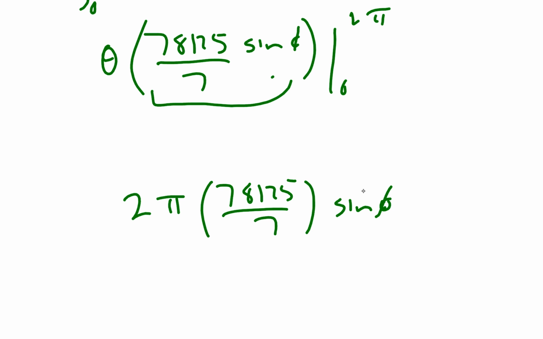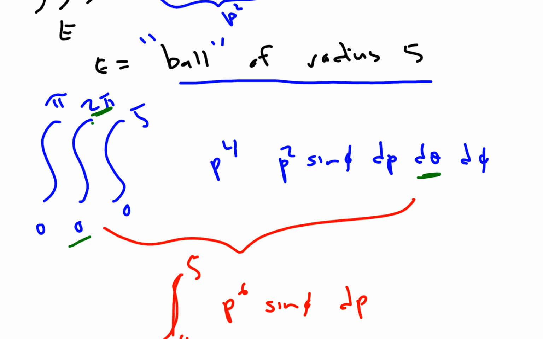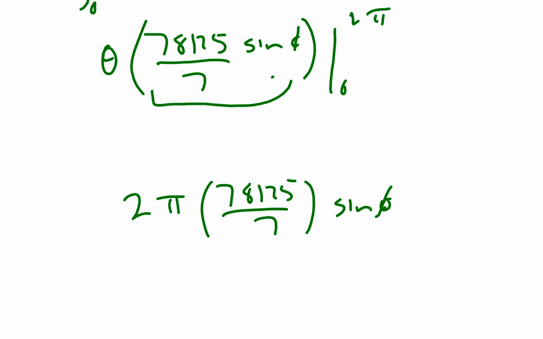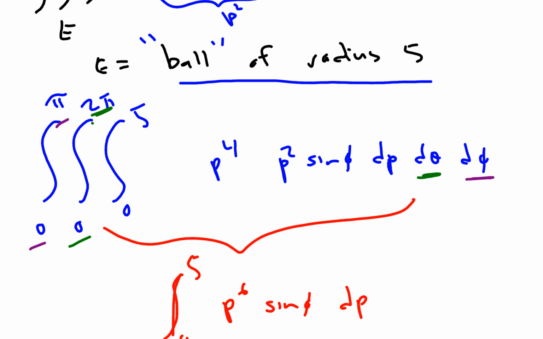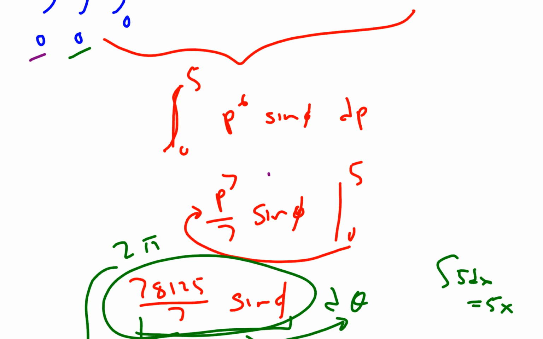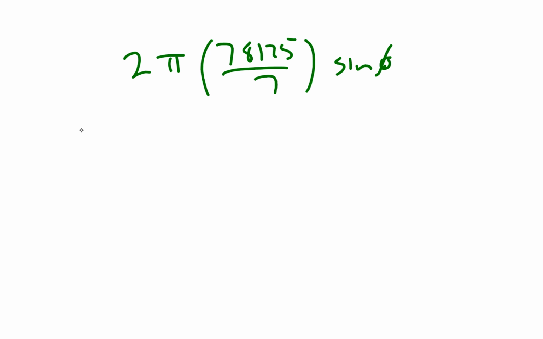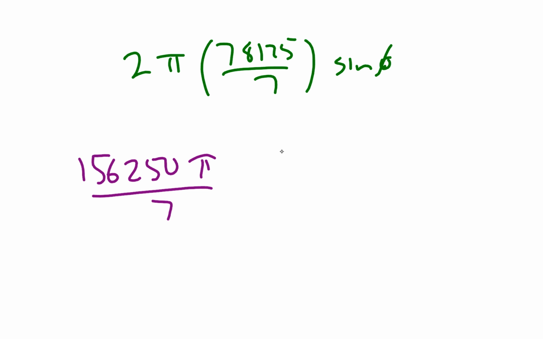Now we're ready for our last part of our triple integral. We're going to have to do d phi now from 0 to pi. While we're at it, let's make that all into one constant. So 2 times 78,125 is 156,250 pi over 7, integral 0 to pi, sine phi d phi.